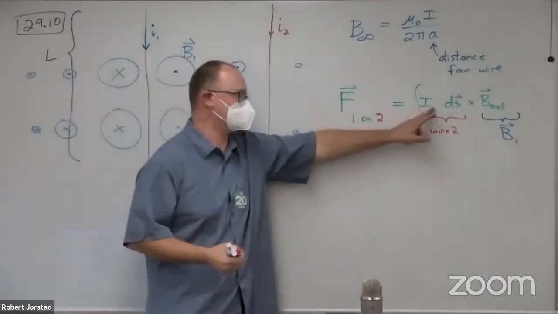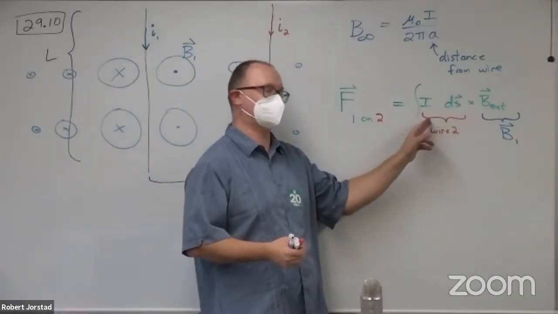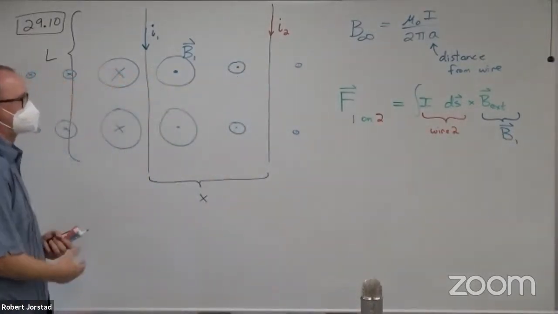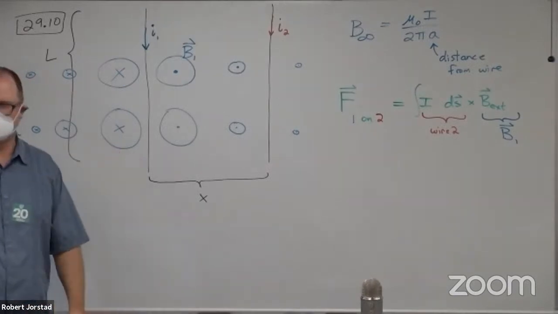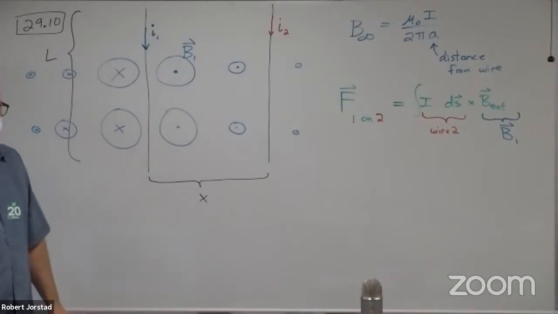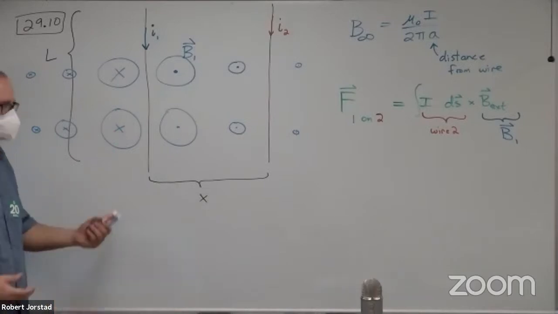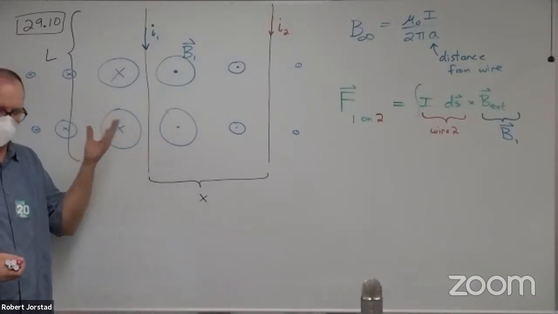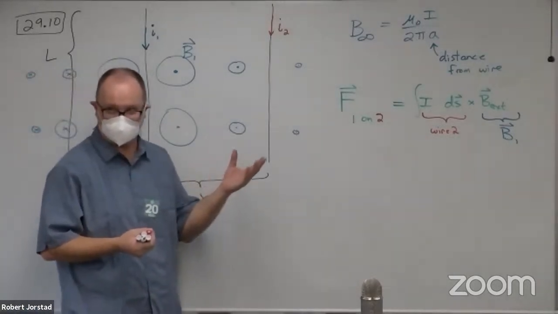It's from some other source. You could have current in this wire causing a force on this wire. All right. Now, we're going to have to integrate this one, right? Do you agree the B field is non-uniform? So do you think we're going to need to integrate? I'm saying yes. No. Okay. Why?